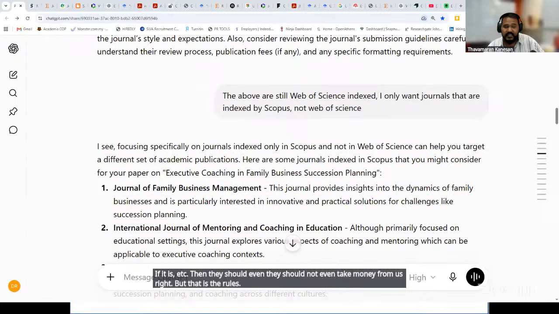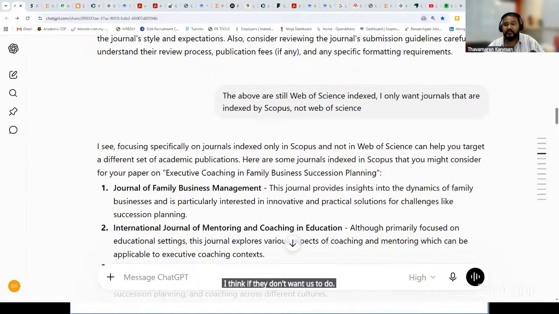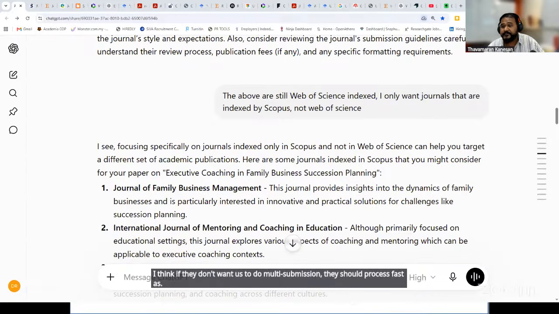Like what Michelle said, which is legit, but to a certain extent it is also business for them. When it comes to business, I don't know what ethics is anymore. I think if they don't want us to do multi-submission, they should process fast as well. But it's very risky. If they find out you do multi-submission without knowing how to do it properly, you will be in deep, deep trouble.